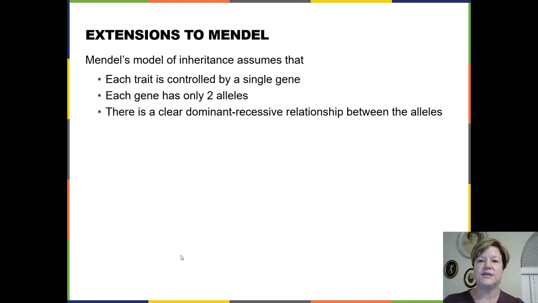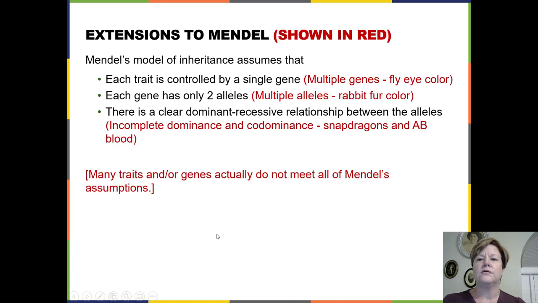So we need to look at some things that we've learned beyond Mendel, extensions of Mendel's model. In red, I have the extensions, and I'm just giving you one example of each of these things, so it's really an introduction to this concept. We're not going to go any further than this in this course. But just to give you an idea that the way Mendel studied everything isn't the end of it. So the idea that every trait is controlled by a single gene is not necessarily true.